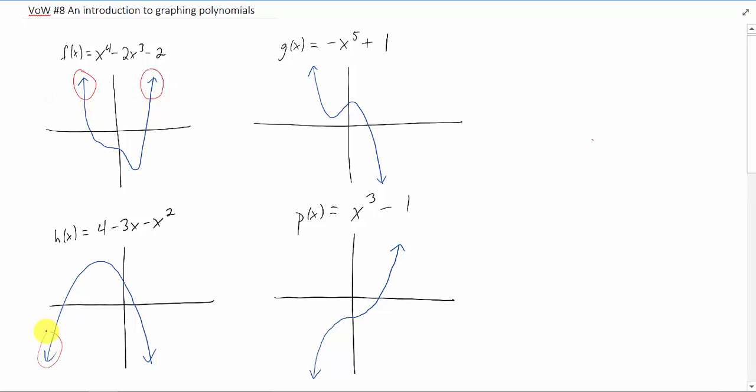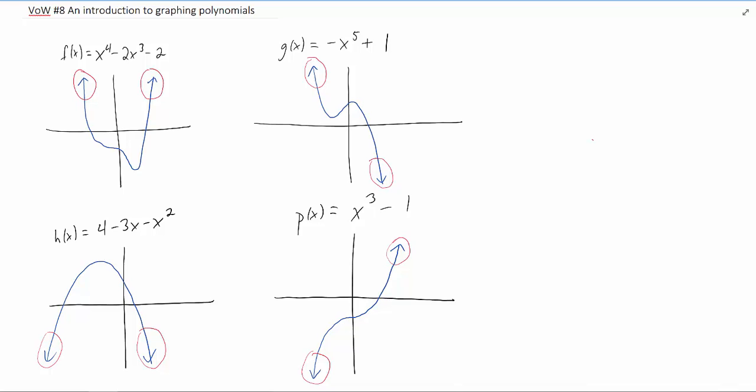On this graph down here, you'll notice that our y values go to negative infinity. On this graph up here, you'll notice as x gets very small, our y values get very big. And as our x values get big, our y values go very negative. And on this last graph, as x gets small, our y value goes to negative infinity. And as x gets big, our y value goes to positive infinity.